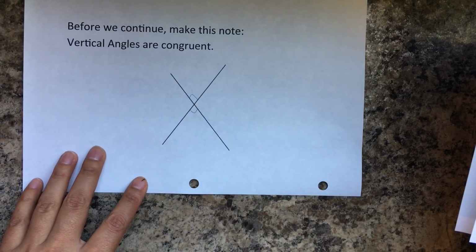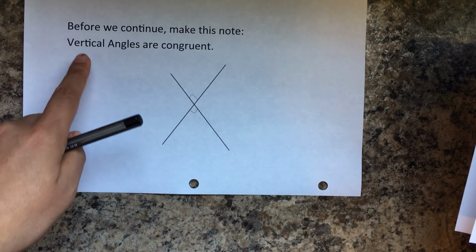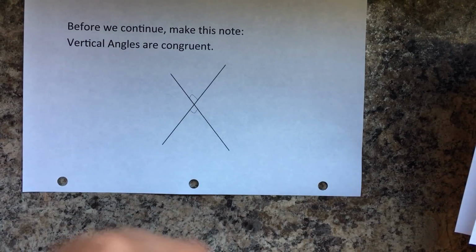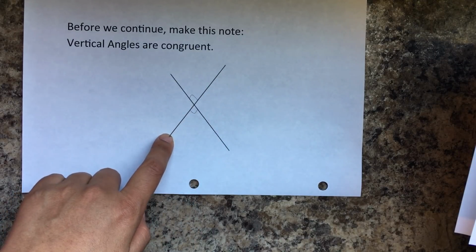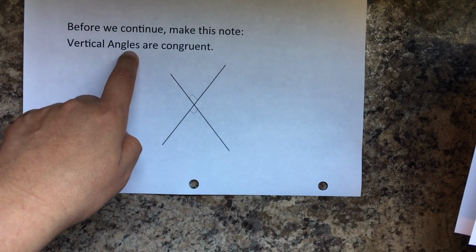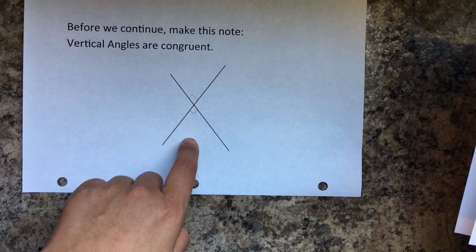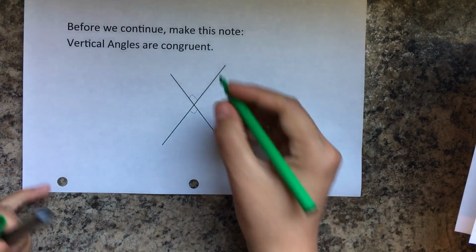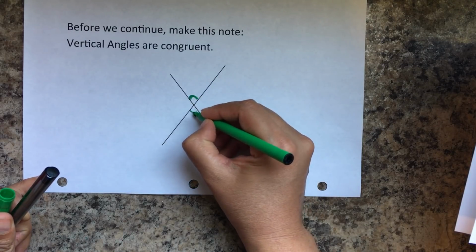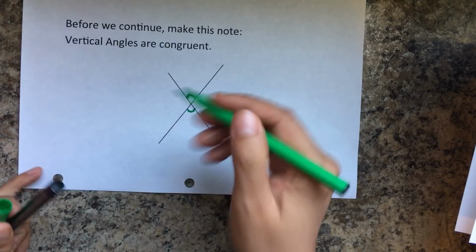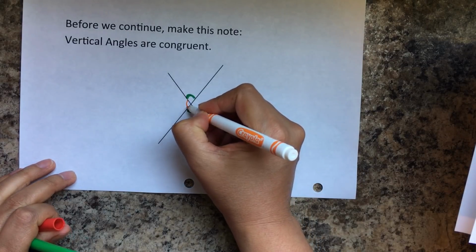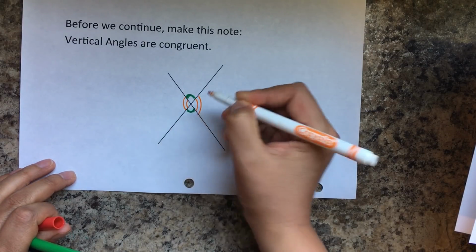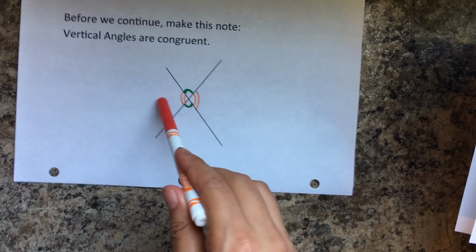Okay, before we move to the next postulate, I want you to know, and some of you might already know this, that when you have two intersecting lines, they form vertical angles, and vertical angles are opposite of each other. So in here, for example, this is a pair of vertical angles and they are congruent. We also have, on the opposite side, another pair of vertical angles and they are also congruent to each other.